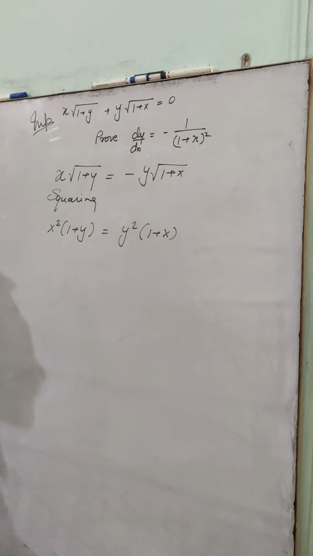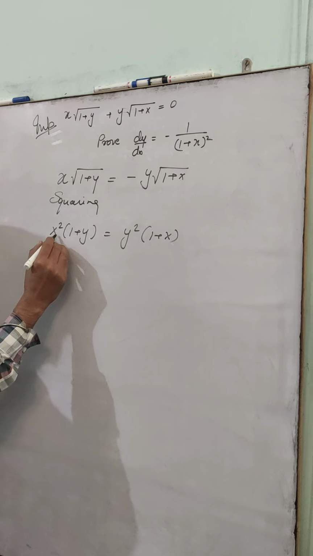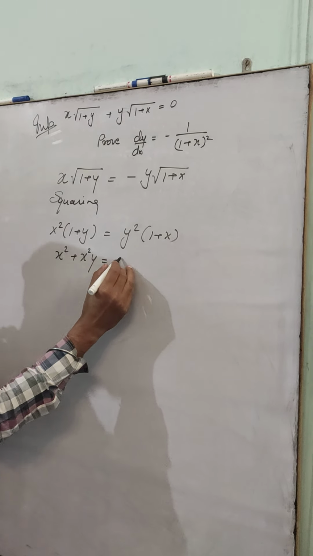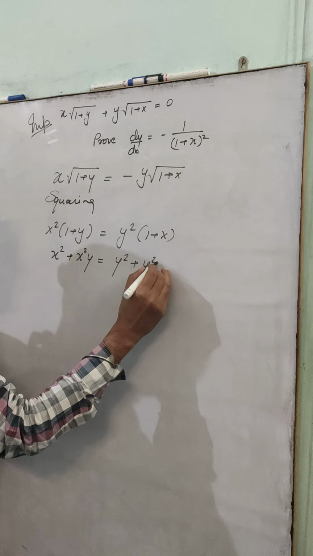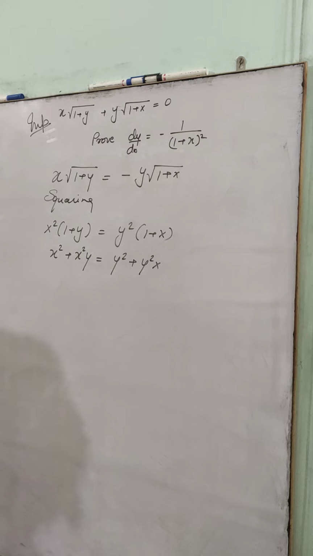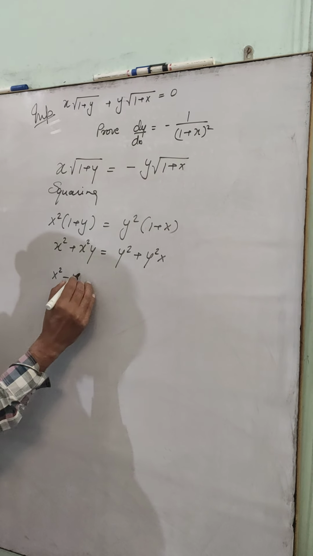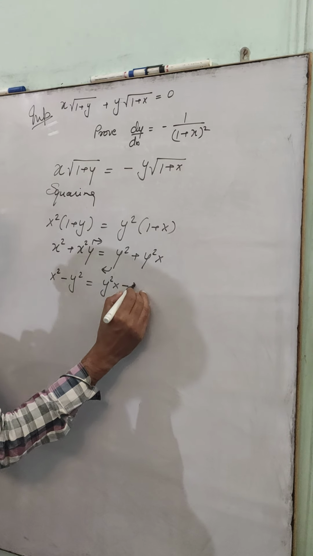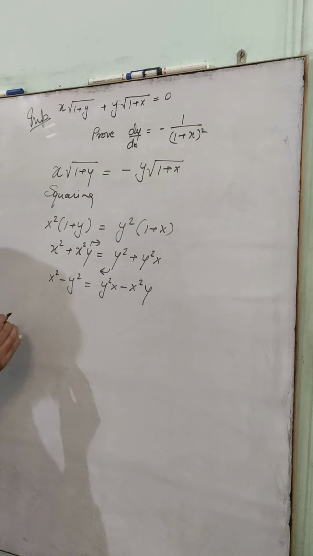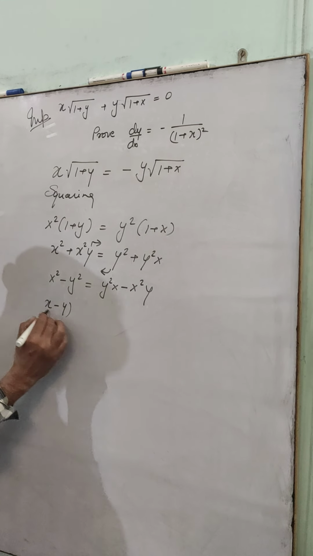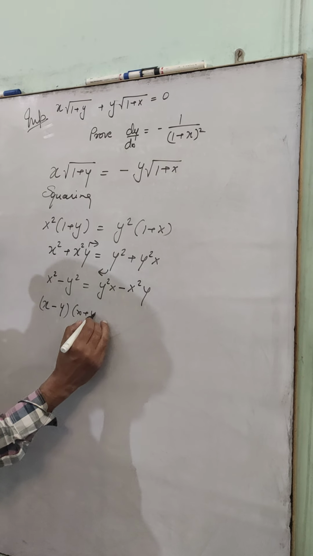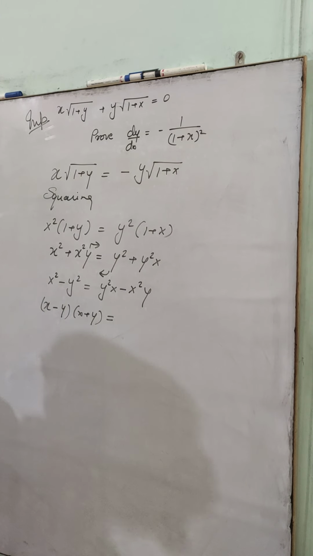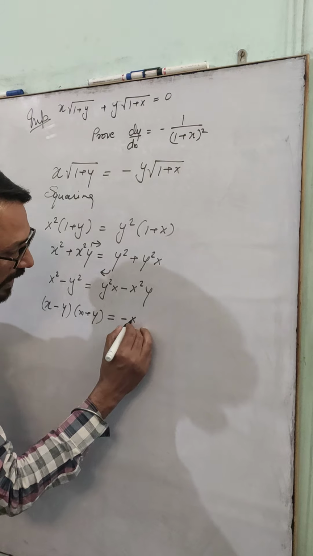Now taking x² with the bracket, it becomes x² + x²y = y² + y²x. Now I take x² minus y² on this side, and the other terms go on the other side, giving y²x minus x²y. This can be written as (x minus y)(x plus y). Over here, if I take xy common, it becomes y minus x, so I am taking common minus xy.